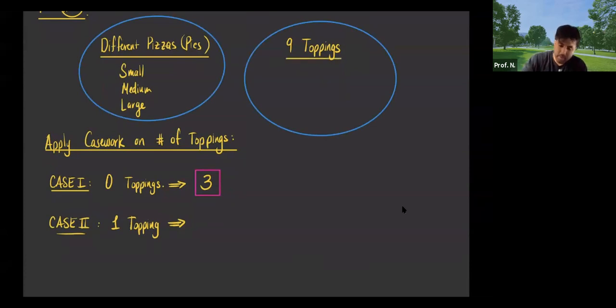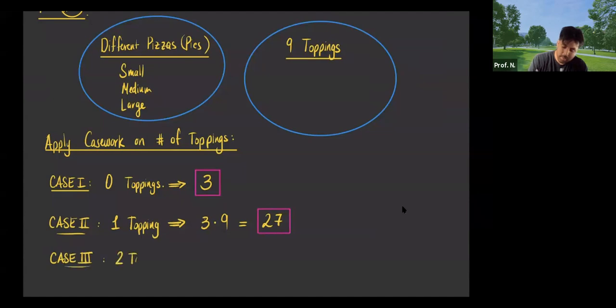Three times 9, very good. Thank you. That's right. I have 3 choices for the pizza sizes, and then I have 9 choices for the toppings, just selecting one. So that's going to be a total of 27. Awesome. Next. How about case 3?